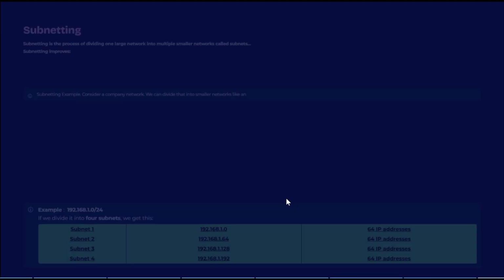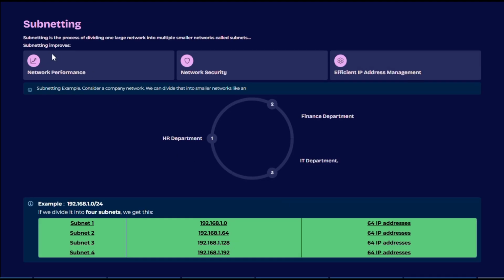Now let's finally understand the concept of subnetting. Subnetting is the process of dividing one large network into multiple smaller networks called subnets. This helps to improve the network performance, the network security, and efficient IP address management. Now let's understand this with a simple subnetting example. Consider a company network. We can divide that into smaller networks like an HR department, a finance department, and an IT department. This makes network communication more organized and efficient.